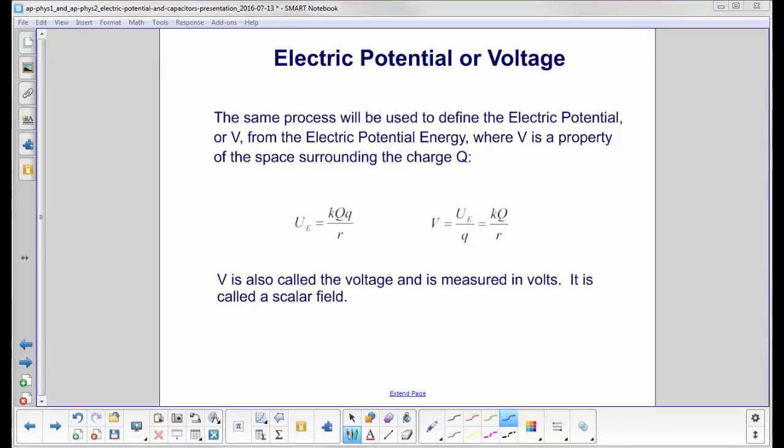Since dividing out a little charge worked before when we came up with the definition of electric field, we're going to do it again. We're going to take the electric potential energy, which is a scalar, so there's no vector symbolism here, kQq divided by r. We're going to divide out the little q. So voltage, or electric potential, both names work, is kQ over r. V is the voltage. It is measured, how about that, in volts. And in more advanced physics courses, this will be a scalar field. It is a property of the space surrounding the large charge Q.